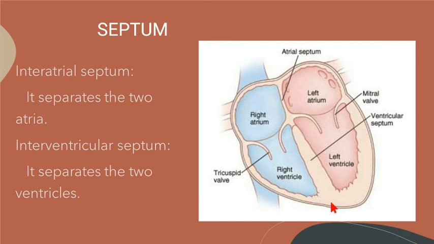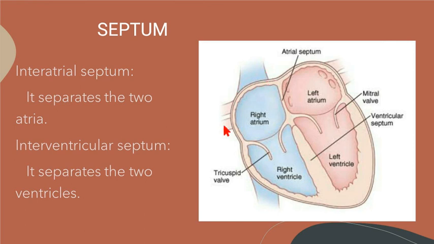Septum. Now, interatrial septum and interventricular septum. The interatrial septum is present between the right atrium and left atrium, and the interventricular septum is present between the right ventricle and left ventricle. So basically, the septum separates the right heart from the left heart.